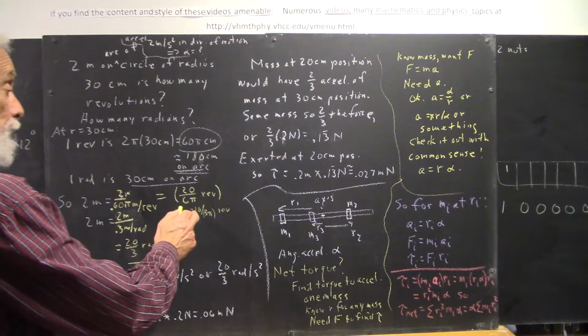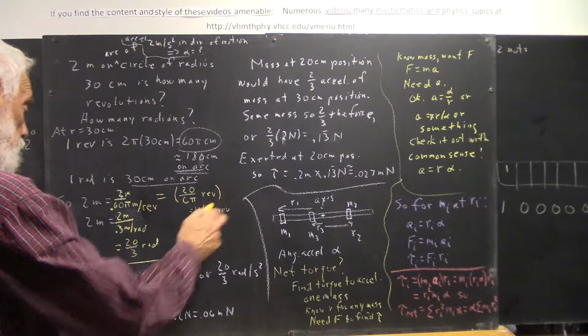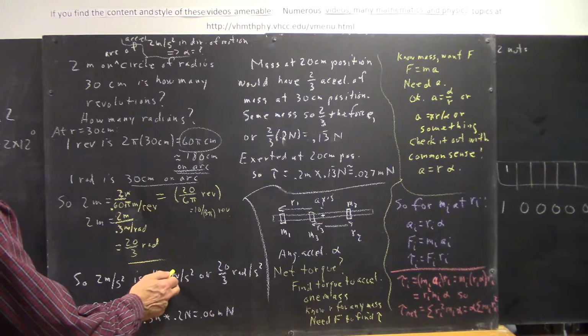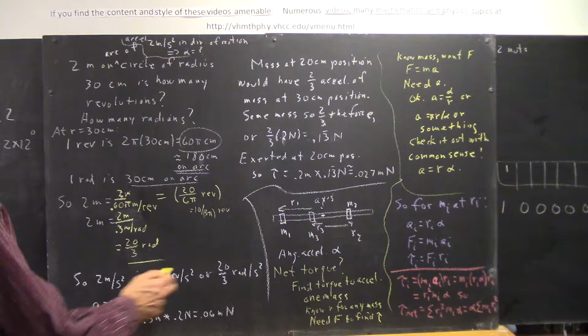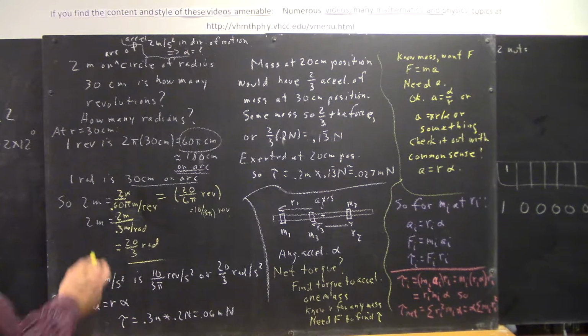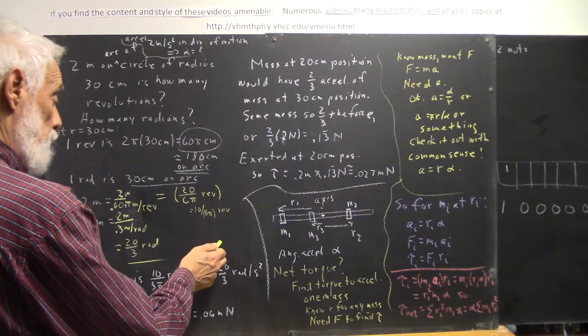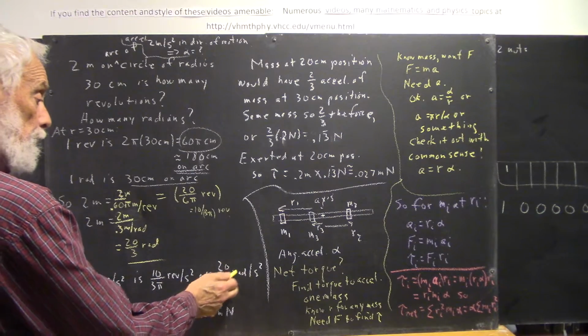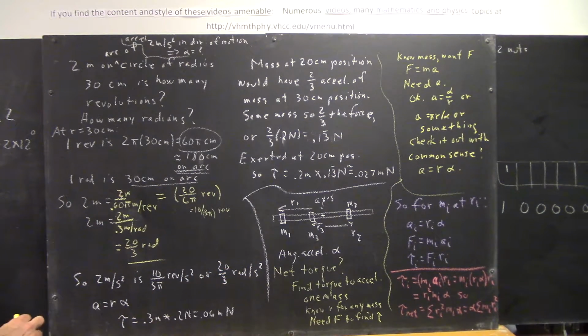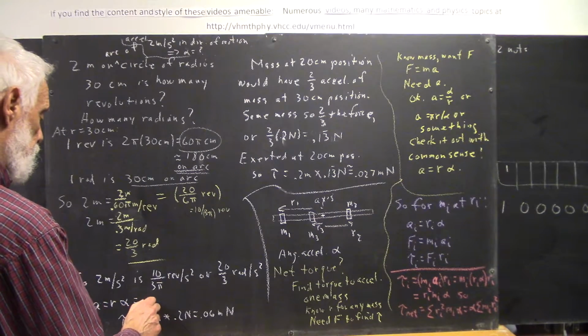2 meters is 10 over 3 pi revolutions, so we have 10 over 3 pi revolutions, and that's still per second squared. Or we could write the 2 meters as 20/3 radians in this context. So we'd have 2 meters per second squared being 20/3 radians per second squared. Now there is a formula, but this is why the formula works. What we see is the acceleration equals the radius of the circle times alpha. And in this case, the radius of the circle is 0.3 meters.